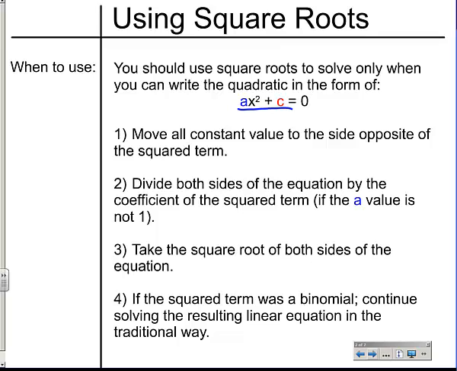Here you'll see the steps. Typically we'll do the first three. In some cases you have to do the fourth. Move all constant values to the side that's opposite the squared term. So this would be the squared term here. We want to move everything else to the opposite side.